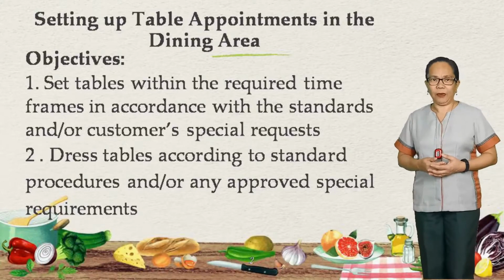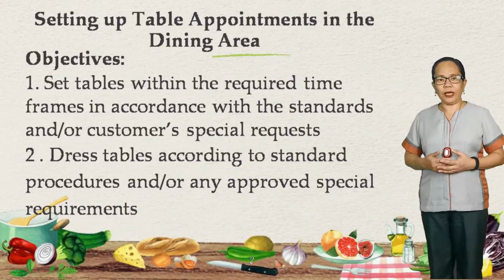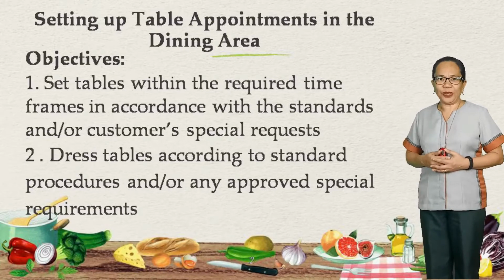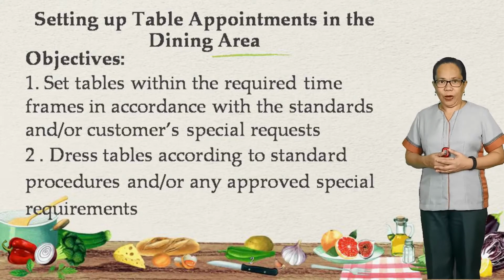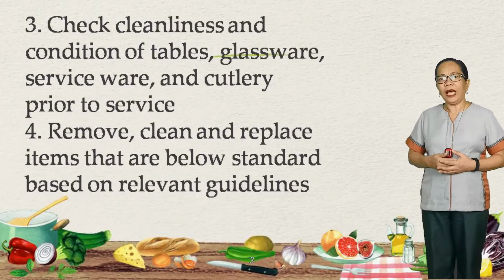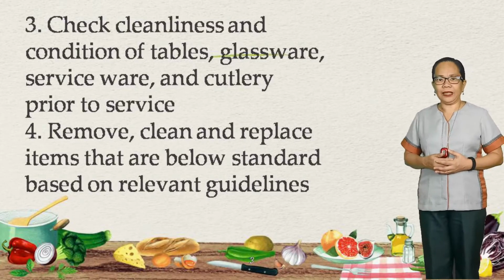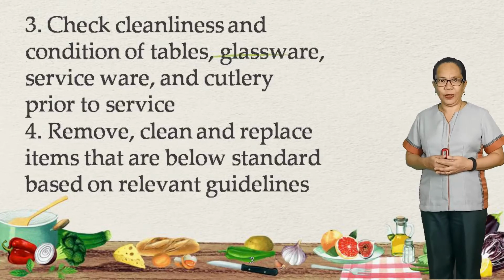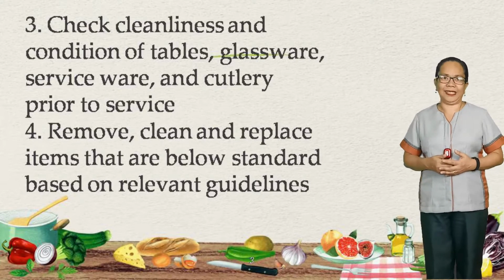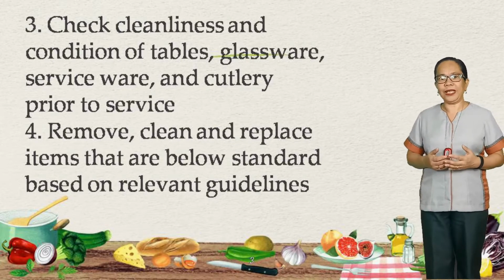So for the objectives, number 1, set tables within the required time frames in accordance with the standards and or customers' special requests. Number 2, dress tables according to standard procedures and or any approved special requirements. Number 3, check cleanliness and condition of tables, glassware, serviceware, and cutlery prior to service. And the last one is remove, clean, and replace items that are below standard based on relevant guidelines. So are you ready for this week's lesson?